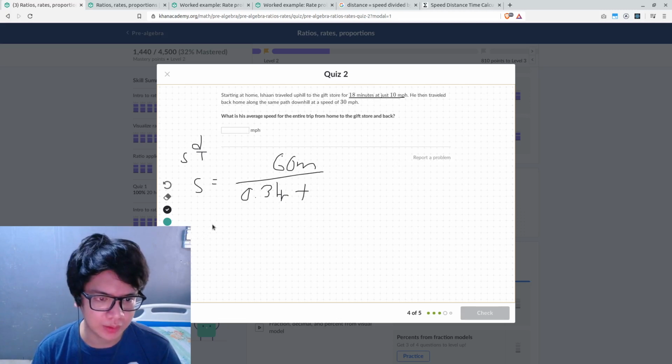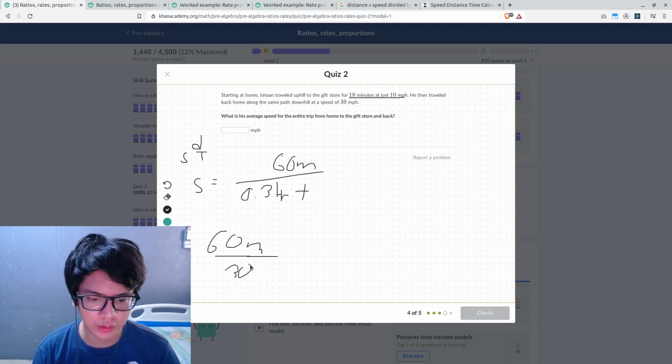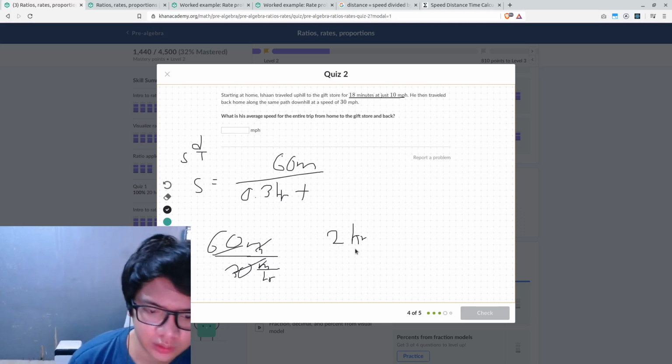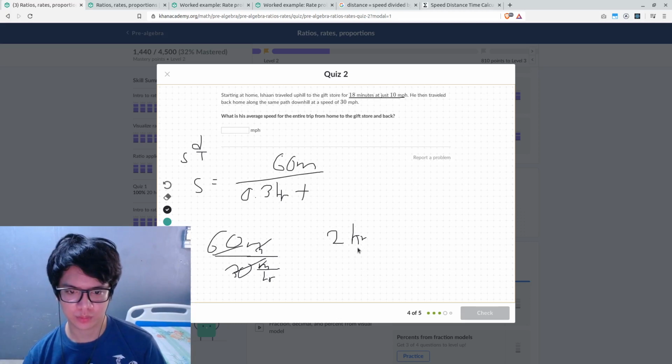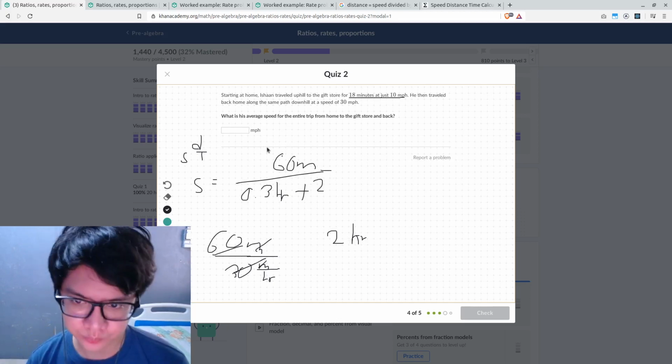So time would be distance divided by speed. So we have 60 miles divided by 30 miles per hour. So it's gonna be like 60 over 30, 2 hours. What the heck? For real? Yo, that is much quicker. Why am I getting 2 hours? This is insane.